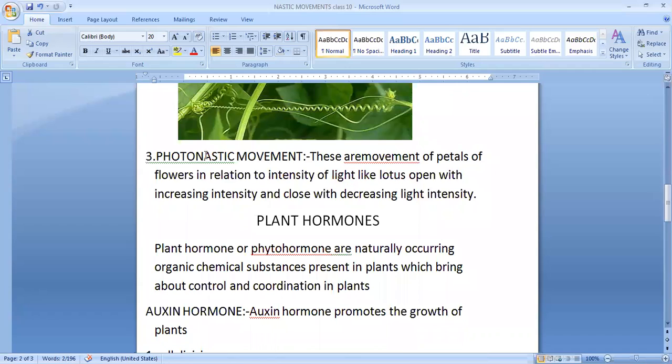The next type of nastic movement is photonastic movement. Here photo stands for light. Blooming of flowers depends upon the intensity of sunlight. For example, lotus opens with increase in sunlight and closes as the light intensity decreases. So blooming of a flower is not a growth related movement. Such a type of movement is called photonastic movement.